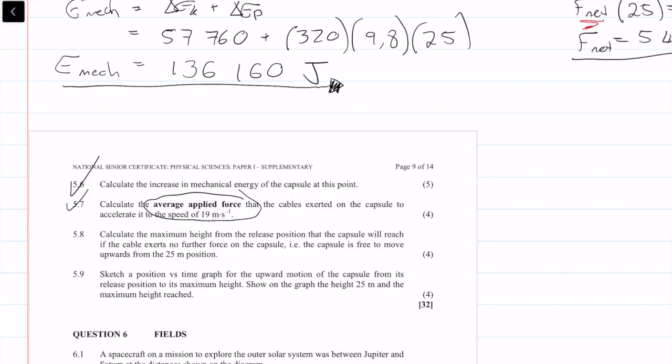exerts no further forces on the capsule. The capsule is free to move upwards from the 25-meter point. Okay, so basically it's saying how high could this machine potentially go if it was able to go past the 25-meter point.